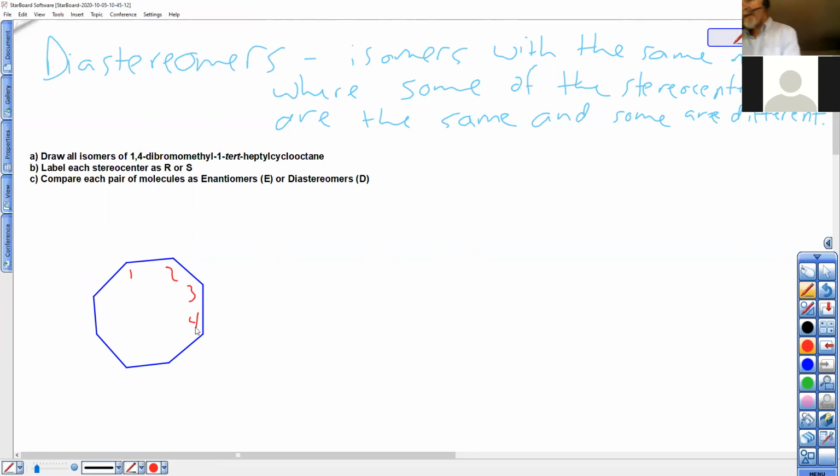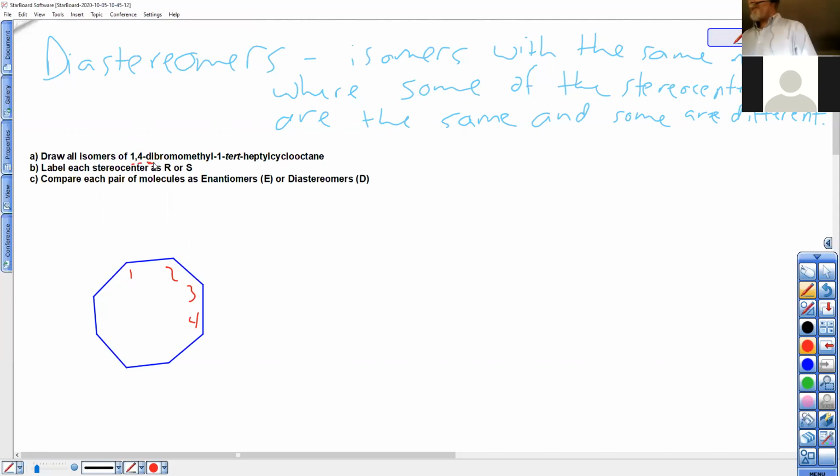Now don't be confused by this. There's a group called a dibromomethyl group. That is not what this question's looking for. If it said like 1-dibromomethyl, then you have a methyl with 2 bromines on it. This says 1,4 means 2 groups that are identical. One's on 1, one's on 4. They're called bromomethyl groups. The di has to do with the fact that there are 2 numbers.